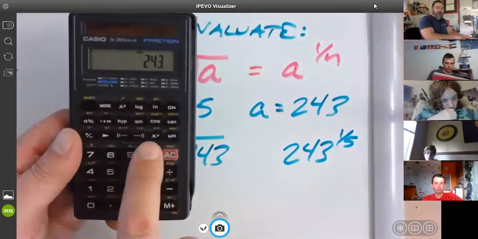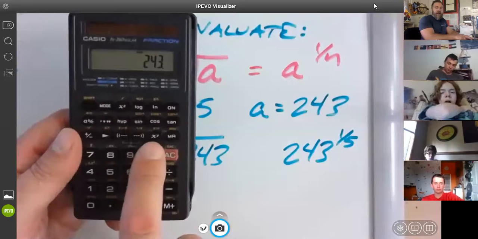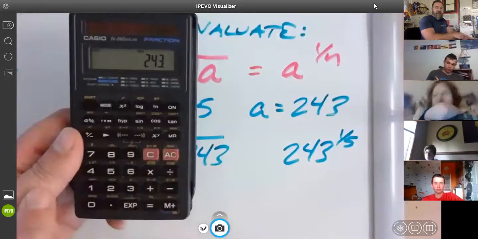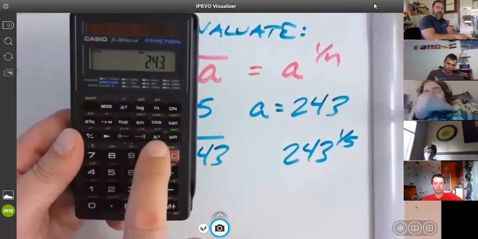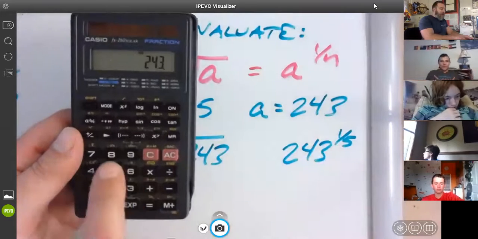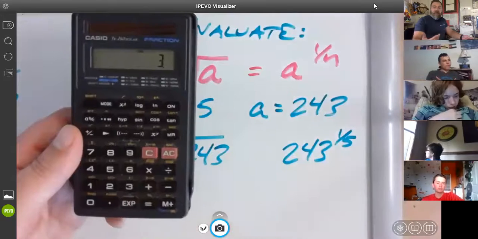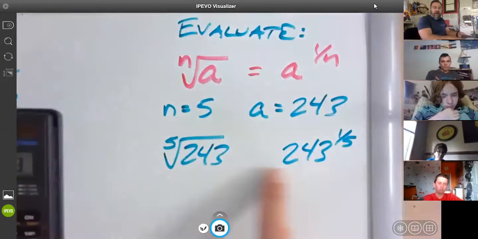Now, in order to do the roots or the 1 over n property here, I have to use my shift button or secondary function. And then I'm going to hit this button. And now I'm waiting to input the root or the denominator, in this case, which would be the 5th root. And that would tell me that the result is 3. And you'll get the same for either way.